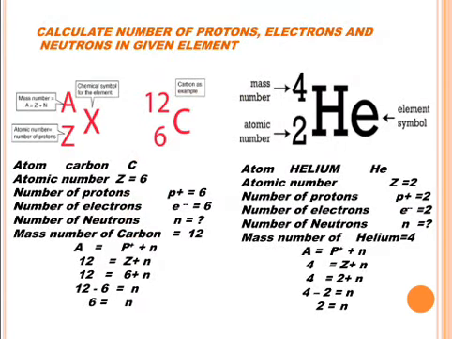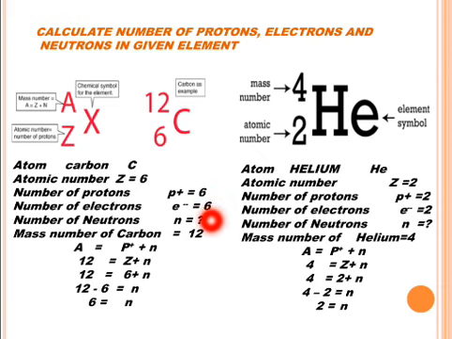Now students, let us see how to calculate the number of protons, electrons and neutrons in the given element, which is represented like this. This is the symbol of carbon. So 6 represents its atomic number, 12 represents its mass number. From atomic number we can know about its number of protons, because atomic number is equal to number of protons. So if atomic number is 6, number of protons are 6, and number of electrons are equal to number of protons, so number of electrons in carbon atom are also 6.